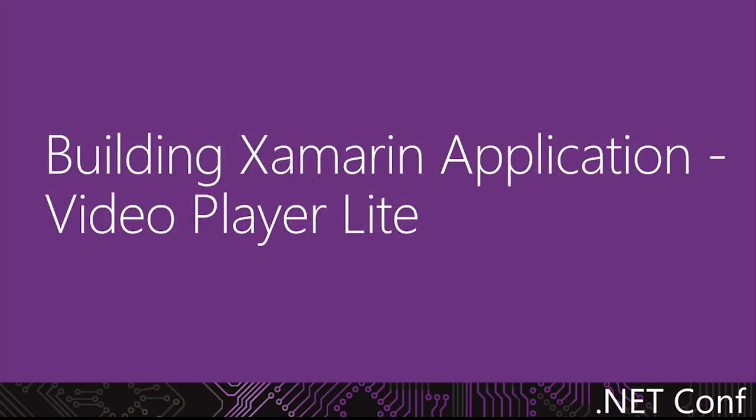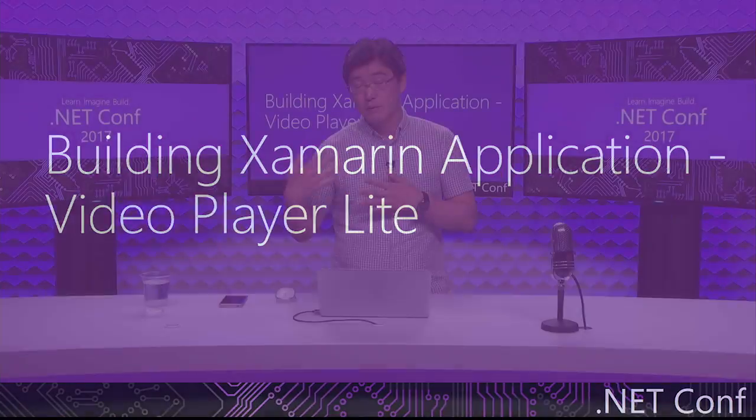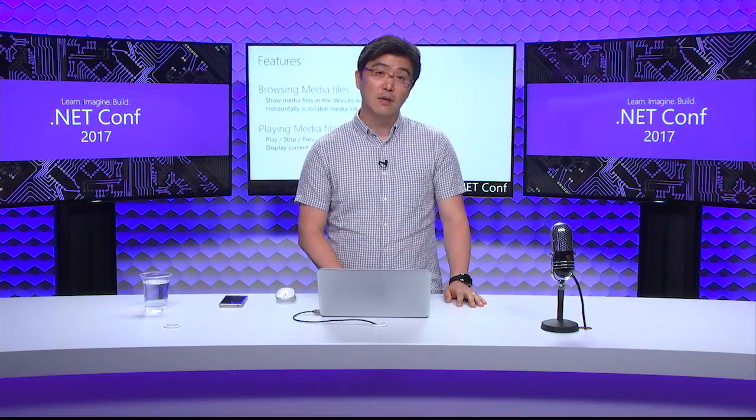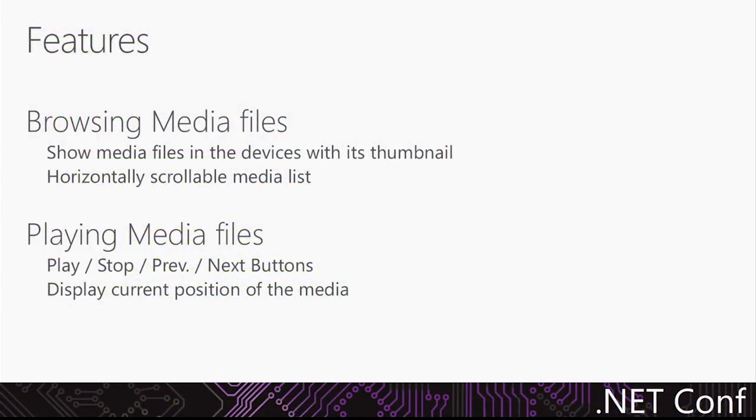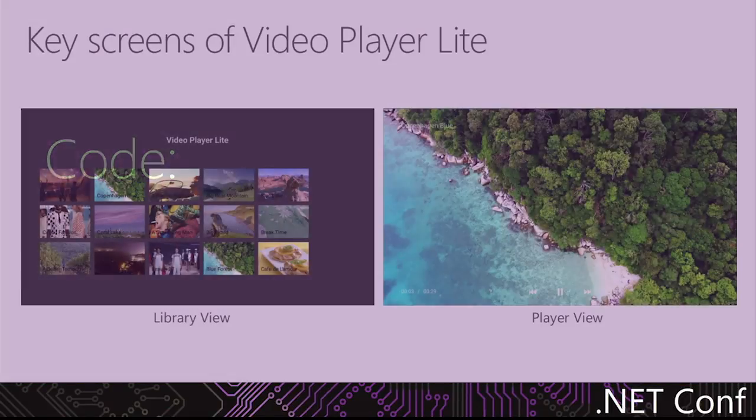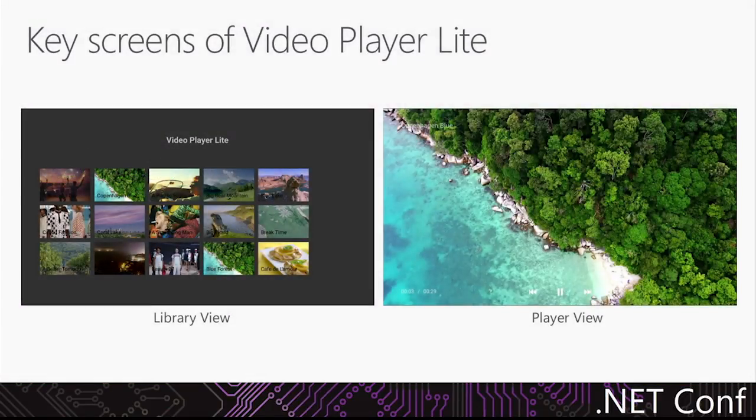Okay. So today we're gonna talk about a Xamarin TV application for Tizen, right? The application that we're gonna talk about is just a video player, which will present the media files and also let you play the video. There are two screens: one is the library view, the other is the player view. The library view will provide the video contents in the platform. The player view will play the video that has been selected.